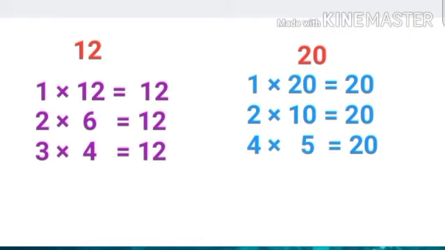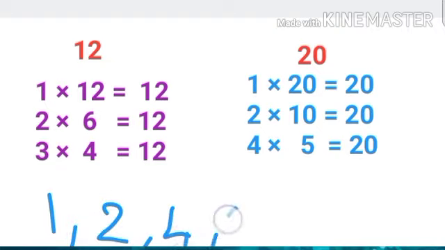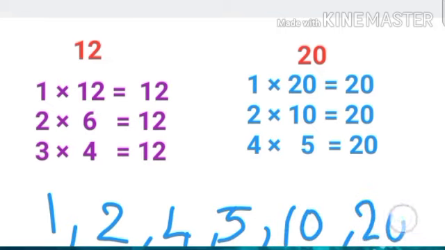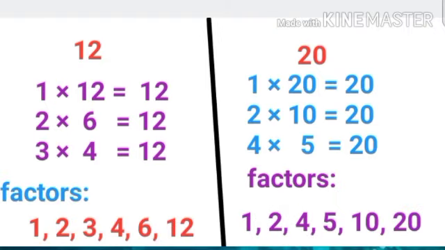When you think about the 20, we can take again the numbers. 1 20 is 20. So we have two numbers. We can take 1 is a factor, 2 is a factor, 4 is a factor, 5 is a factor, 10 is a factor, and 20 also a factor. So here we have given the factors of 12 and 20.